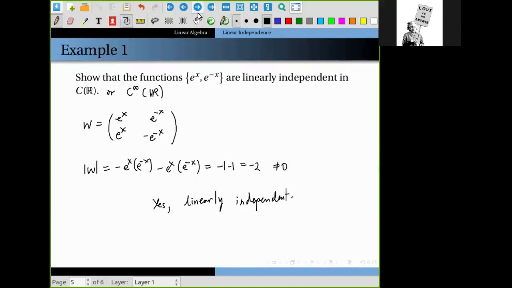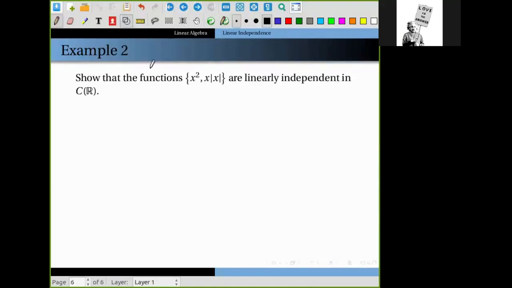Okay, let's go to a slightly different example now. Now we want to show that these two functions, x squared and x times the absolute value of x, are linearly independent in the same space. Now these two functions don't have infinitely many derivatives. Well, this one does, x squared, but x times absolute value x does not have infinitely many continuous derivatives, I should say. But regardless, let's start by trying to do the Wronskian.